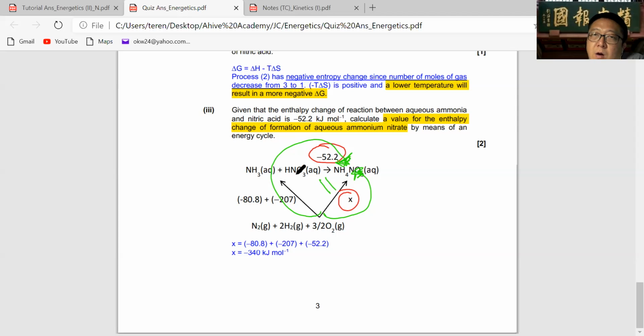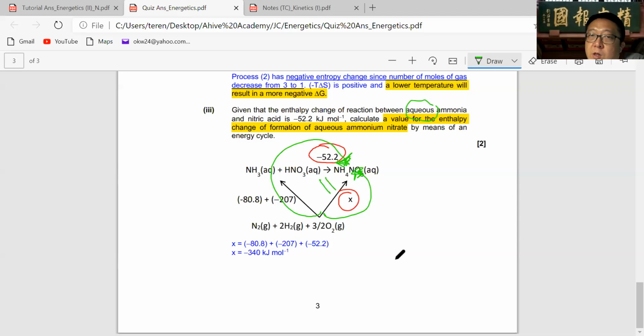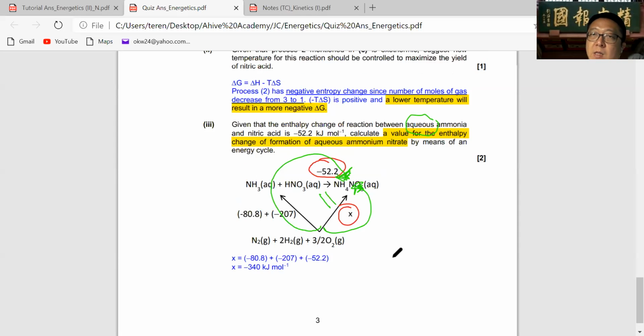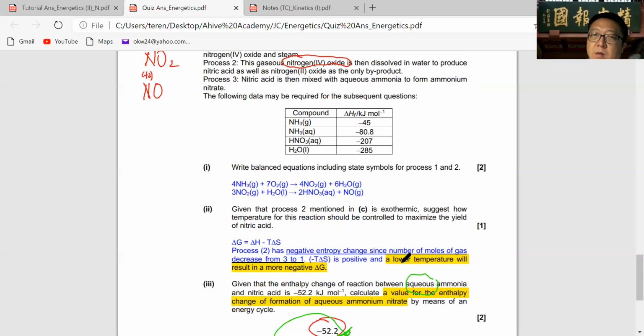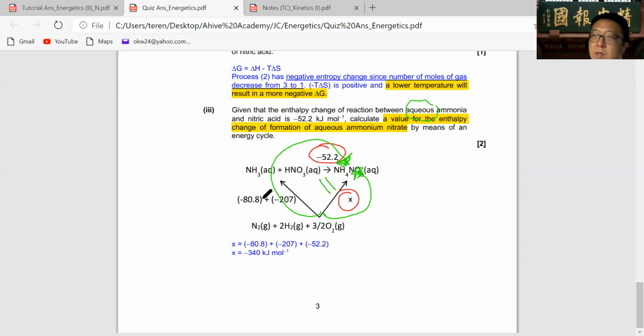When they form your enthalpy change of solution of ammonium nitrate, the question says it is aqueous. So if you did not read that part, then you will end up taking the gaseous one, negative 45, and substituting in here instead of negative 80.8. That's where marks are lost. So always read the question carefully and learn how to extract the information that is useful for you. Some of them are decoys.